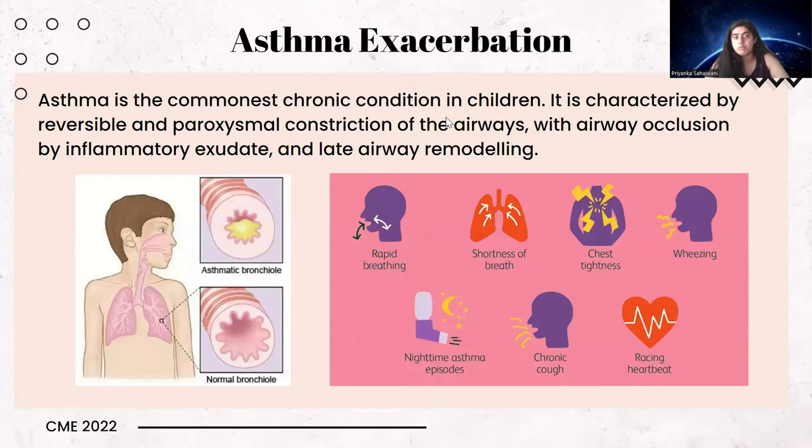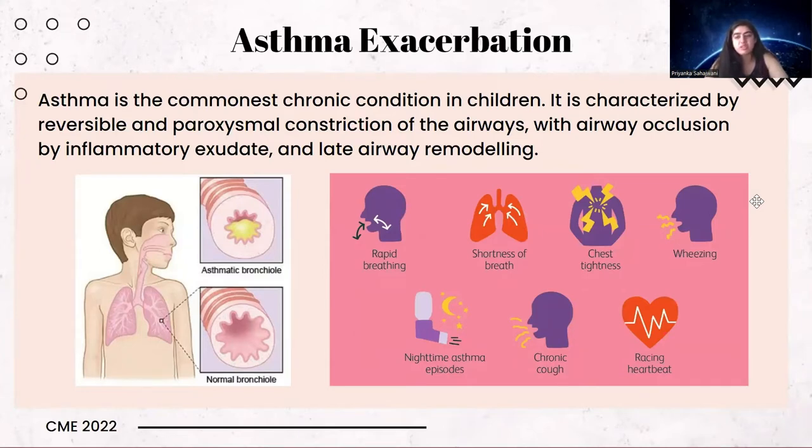Then next is asthma. Asthma is a chronic airway inflammatory condition that is the commonest condition in children, and characterized by reversible and paroxysmal constriction of the airways with airway occlusion by inflammatory exudate.